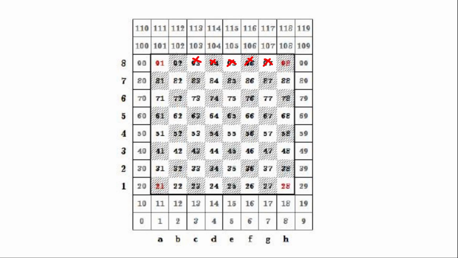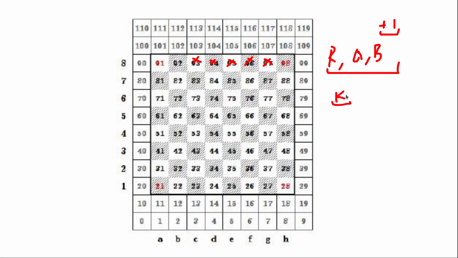We call these slider pieces: your rook, your queen, your bishop. These are your slider pieces. What slider pieces mean is that you can add a single value to these pieces and loop this value to reach any position on the board. And then we have your non-slider pieces, like your knight.